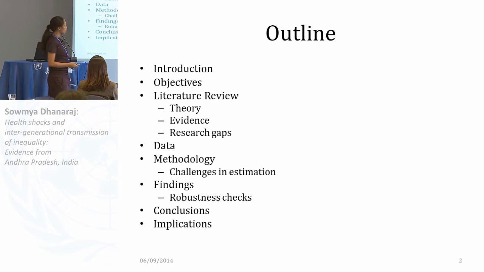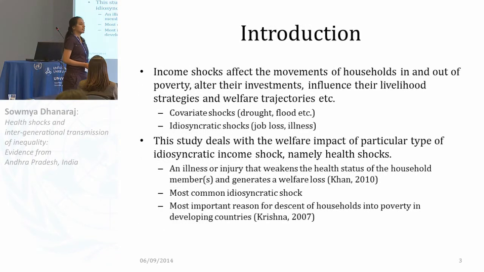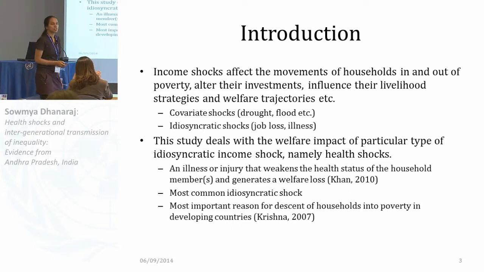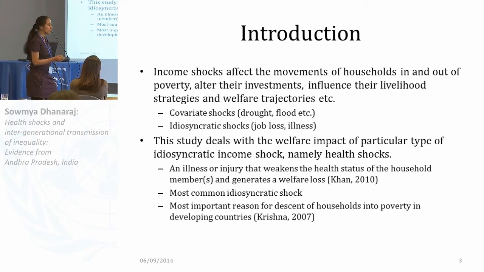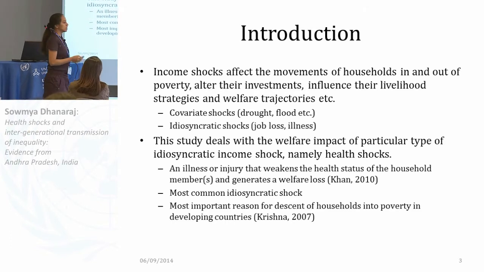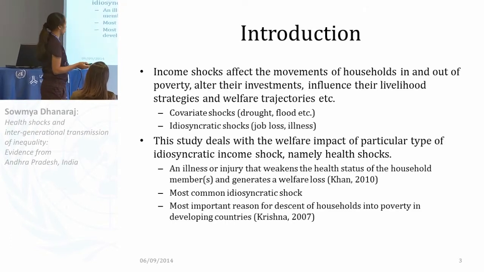This will be the brief outline of my talk. The effect of income shocks on households in developing countries has been analyzed by a wide strand of development economics literature. Now, these shocks can be covariate in nature, affecting all households in a particular community, like droughts and floods, or they can be idiosyncratic in nature, specific only to individual households.